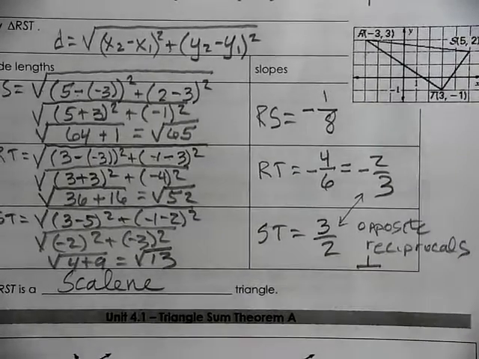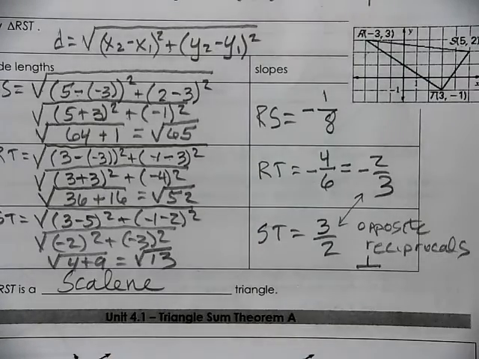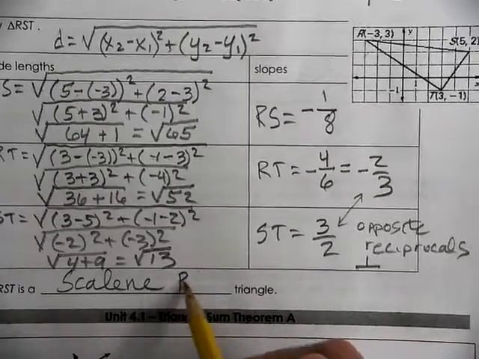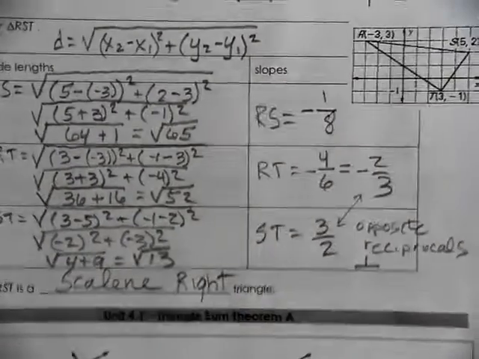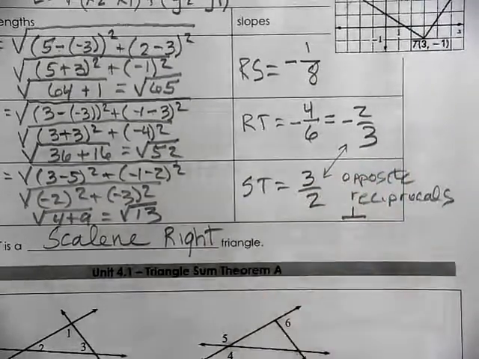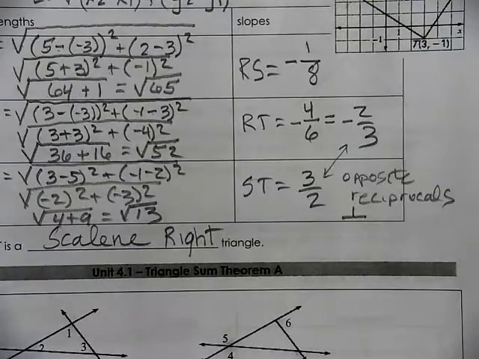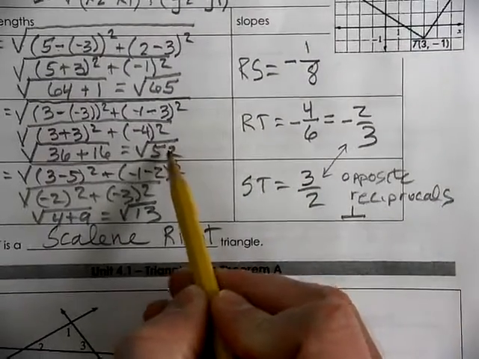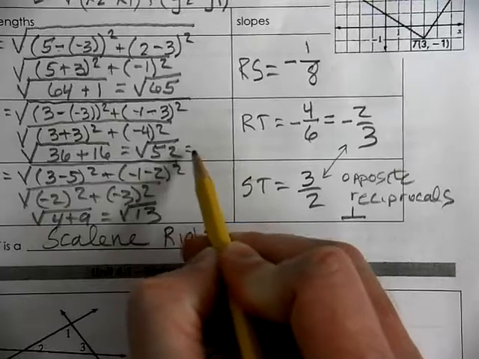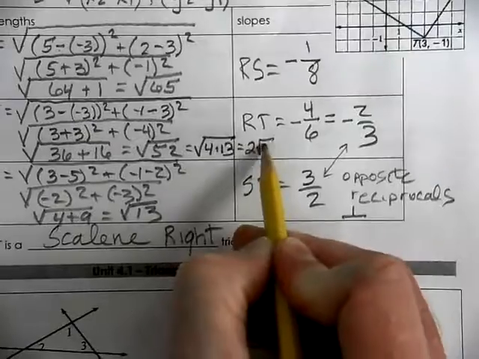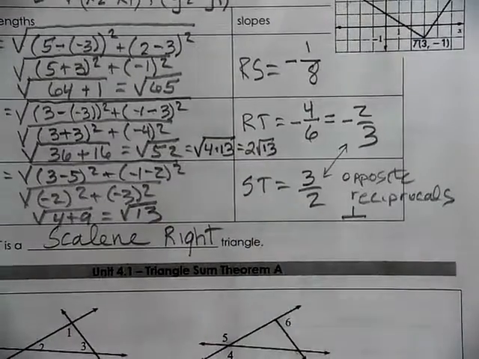Which are perpendicular. So we did have a 90-degree angle in that. So this would be a scalene right triangle. Scalene right triangle because we had opposite reciprocals. Flip the fraction and change the sign. We talked about that when we did our equations. This one here can be simplified. The best would be 2 root 13.